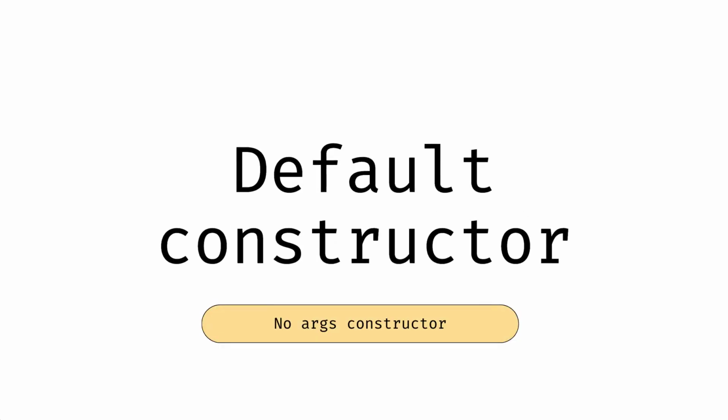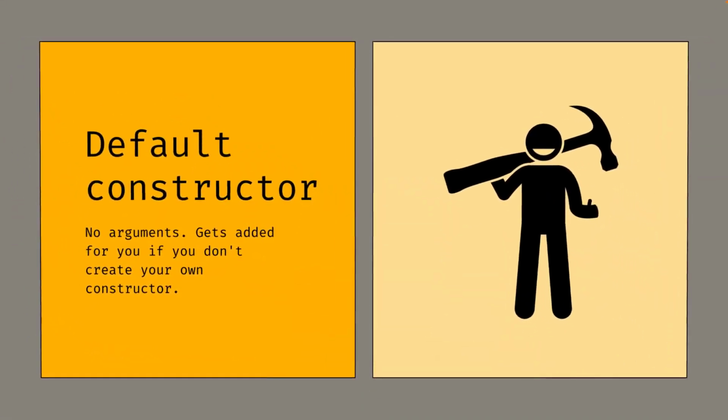All Java classes have a constructor. If you don't create one, Java adds one for you, and this is called the default constructor. The default constructor is a constructor that takes no arguments. If a class does not have any constructors defined, the Java compiler automatically creates a default constructor for the class.